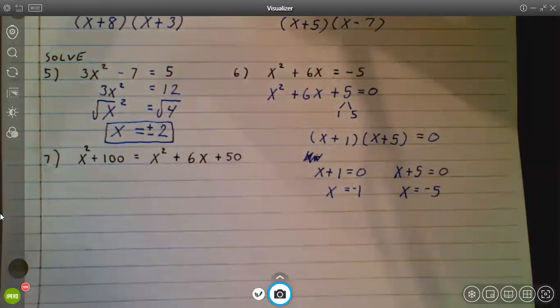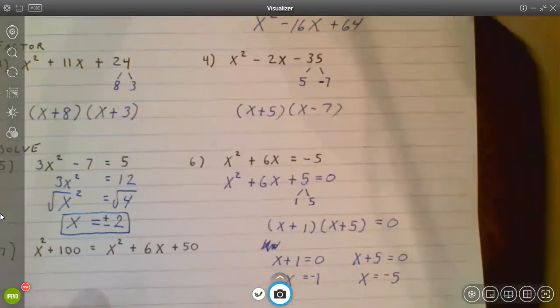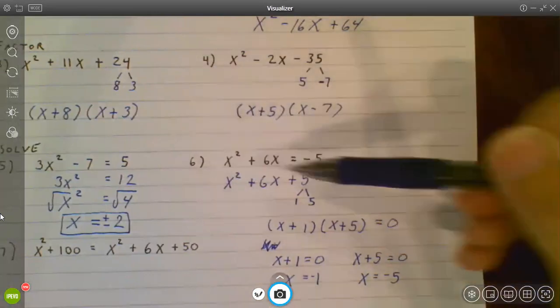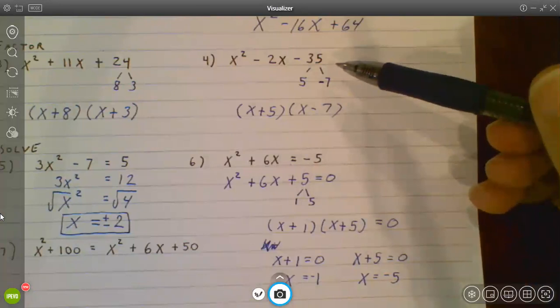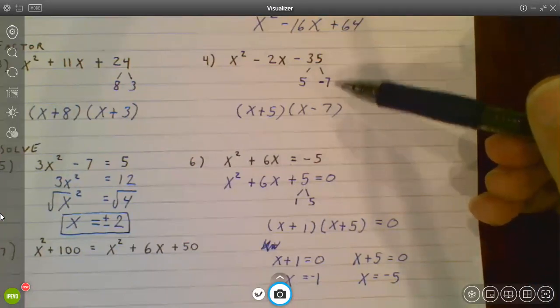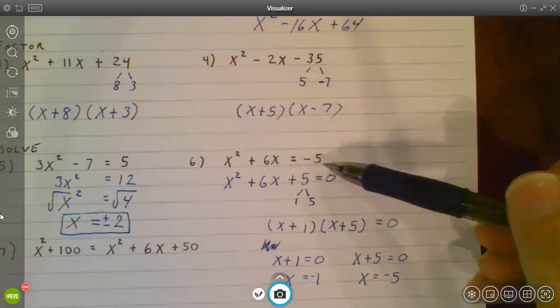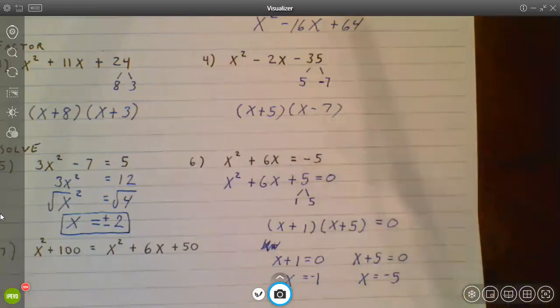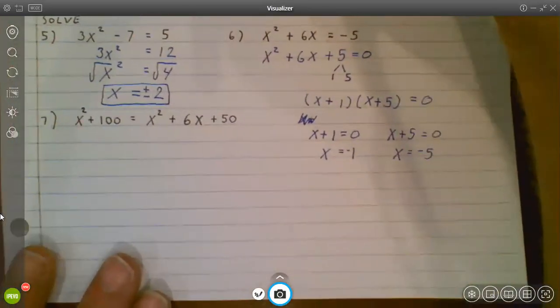Guys, I do want you to consider though, you only do that process when you're solving an equation. If you look at the difference between 4 and 6, 6 is an equation, 4 is an expression, right? 4 is just an expression that we are simplifying. Number 6 is an equation that we are solving. So this one came with some extra steps because it was actually an equation that we were solving.